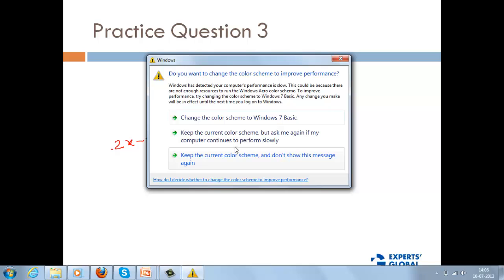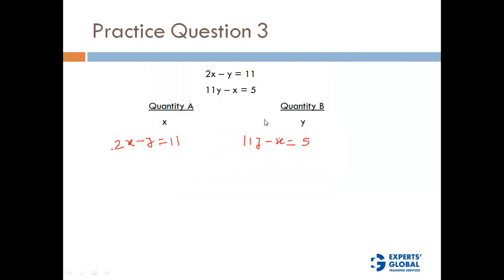So basically if you rewrite this equation, 11y minus x is equal to 5, and multiply this by 2, it becomes 22y minus 2x is equal to 10, and this equation remains like this: 2x minus y is equal to 11. Now we have 2x and minus 2x, right? So let's add these two equations. When you add two equations, the third equation that you get also holds true.